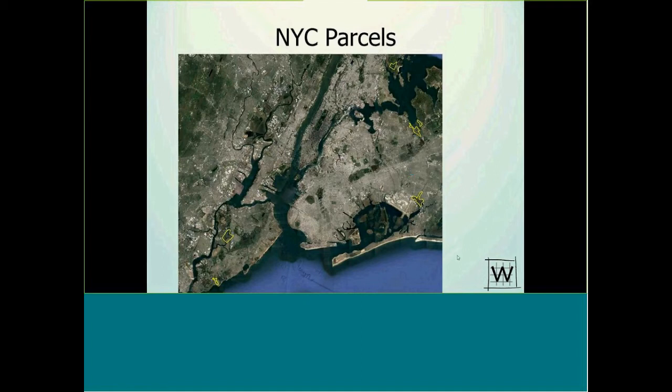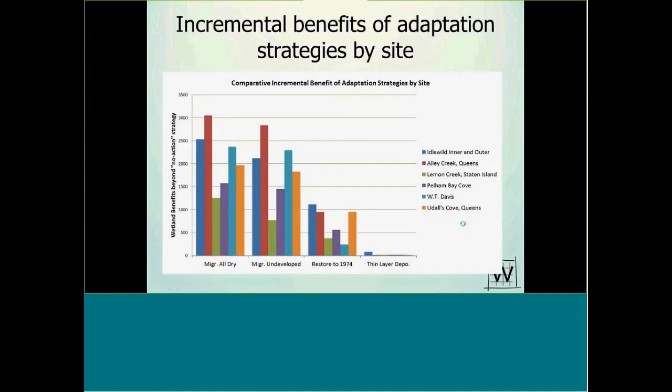You can see they vary quite a bit in terms of size. And this is the incremental benefits in terms of wetland benefits that are provided over the entire simulation period. So we've moved from 100 being the average, but then you're doing this over 86 years, so you have a much higher aggregate utility. And you can see that for migration to all dry land, Alley Creek has the largest capability, but it might be the most expensive. This does not incorporate costs.